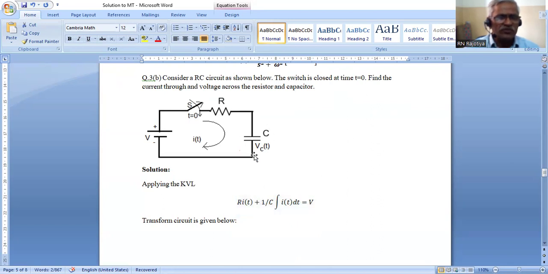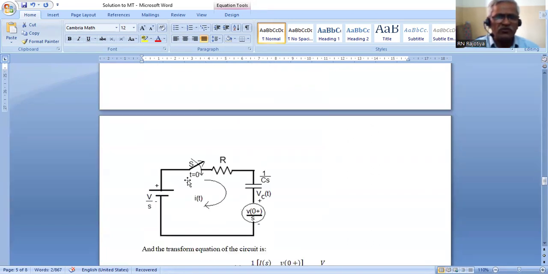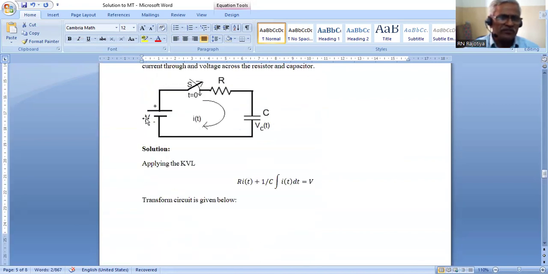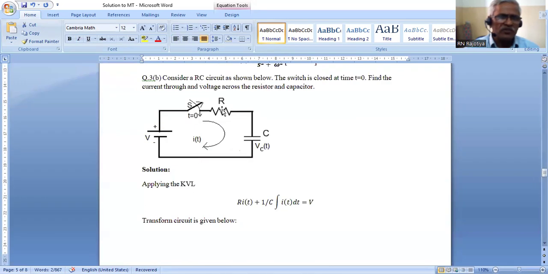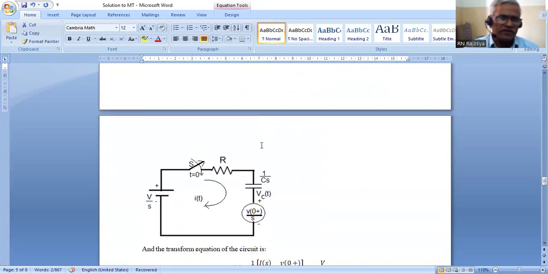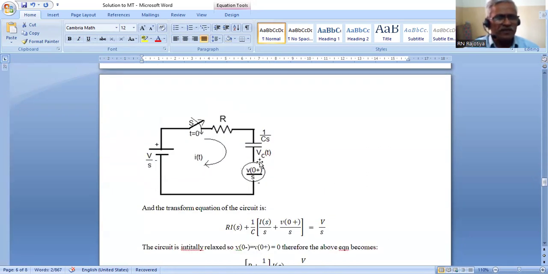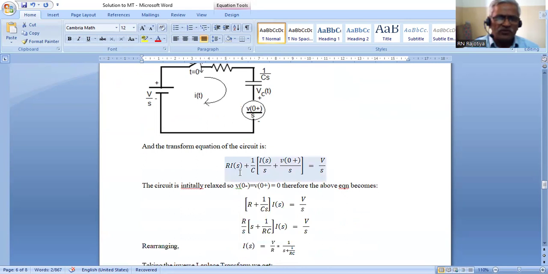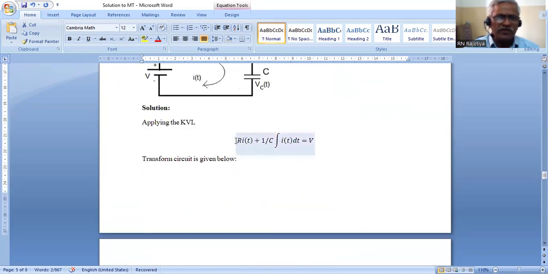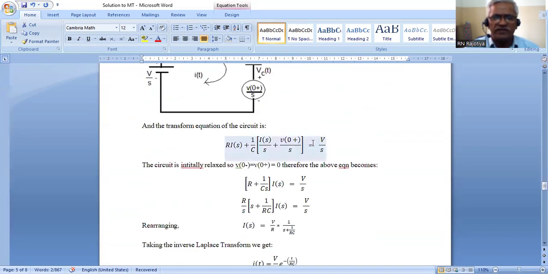If you transform the sources, the Laplace of V is V by s. The Laplace of R is nothing but R itself. The Laplace of the C part gives 1 by Cs, and the initial value V0 by s. So whichever way, writing the Laplace of this equation, you get R into I(s) plus 1 by C bracket I(s) by s plus either V0 by s or Q0 by s, because Q0 by C will ultimately be equal to V0, and the source is V by s.